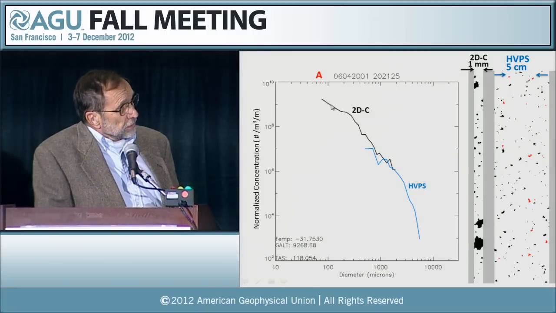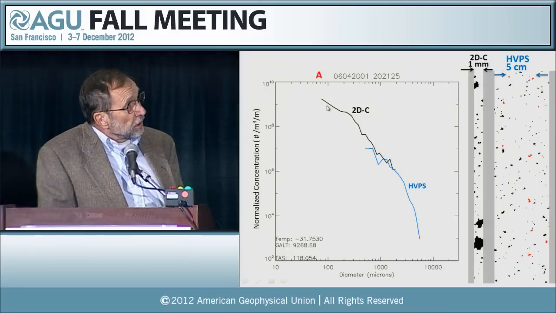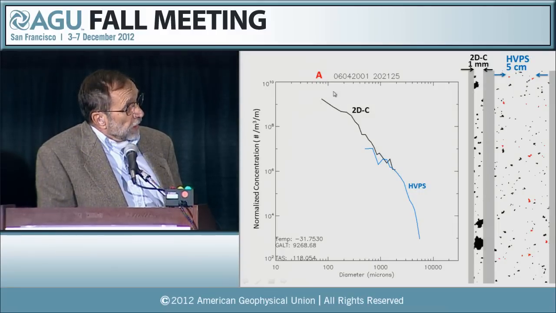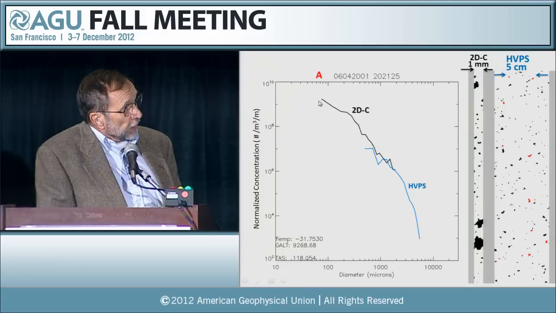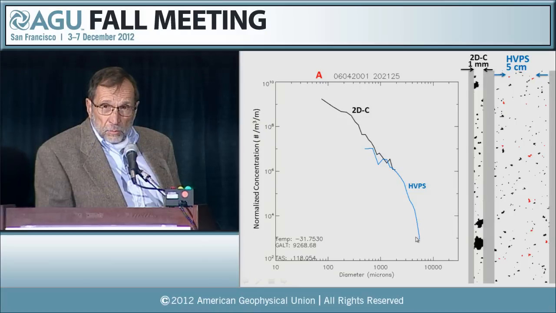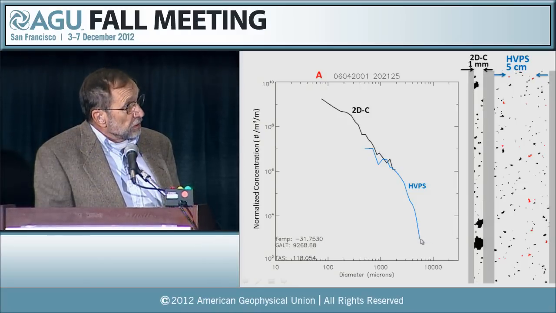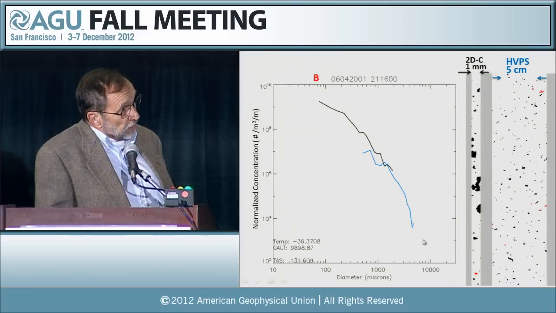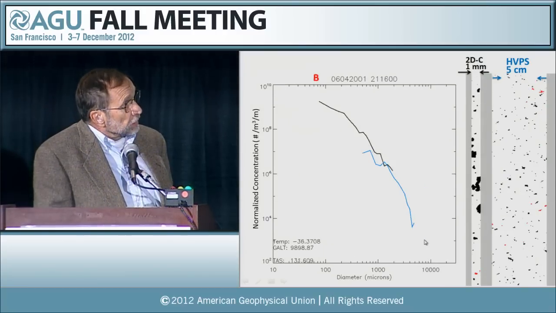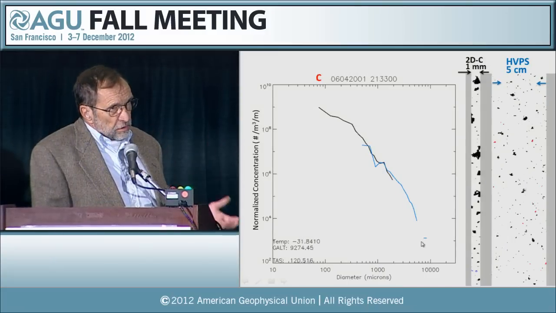The main point of this slide is that we have a very broad ice distribution. We have particles of 100 microns or less that are very high concentration, and large aggregates of several millimeters up to a centimeter in the lower part of the cloud. This is at point B. It's very similar. This is point C, just to show you the similarity.